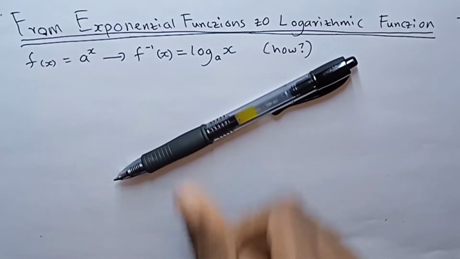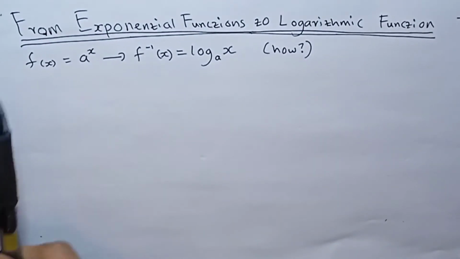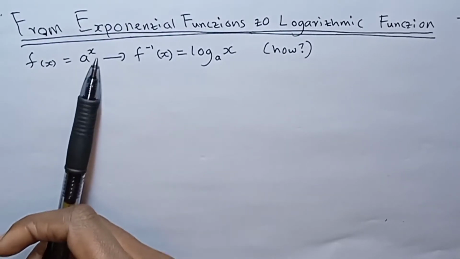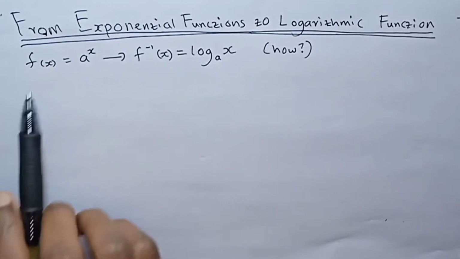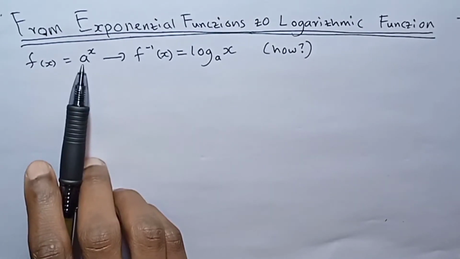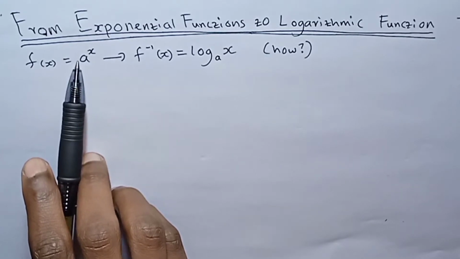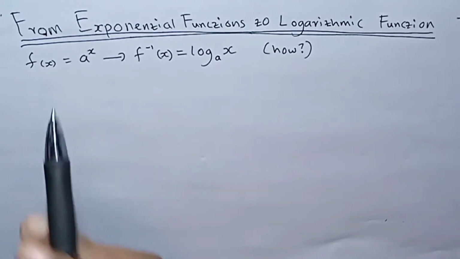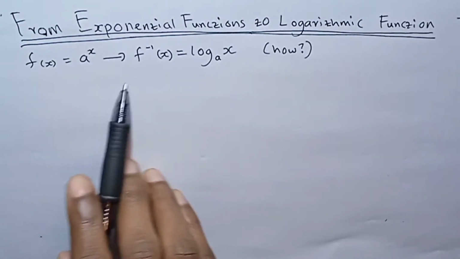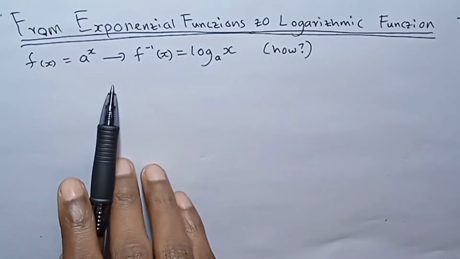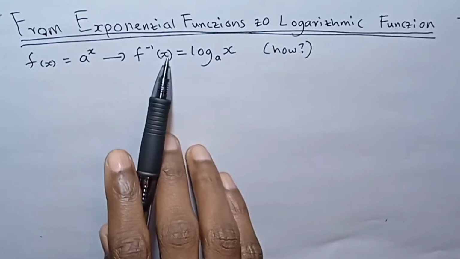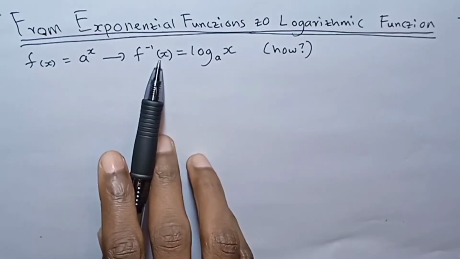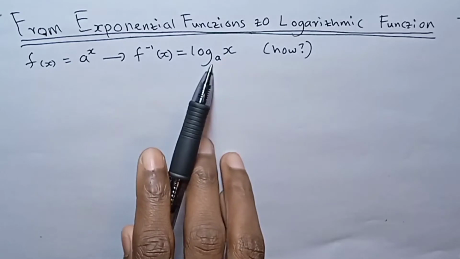Okay, so now we have the general formula, which is f of x equals a to the exponent x. When you're looking at this function, it's a general one. That's why we have a, but it can be represented by a number which can be 2 or 3 or even half, right? Then it has to be converted, or transformed, to the inverse function of x, which equals log x to base a.